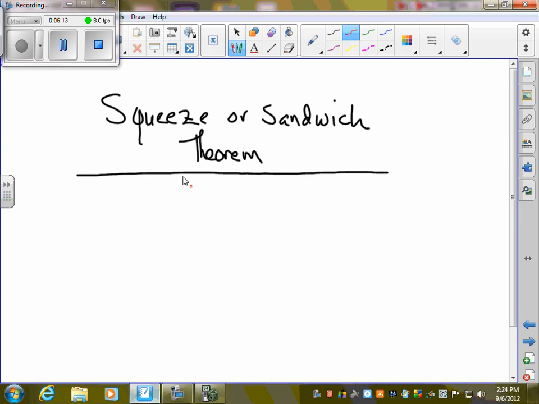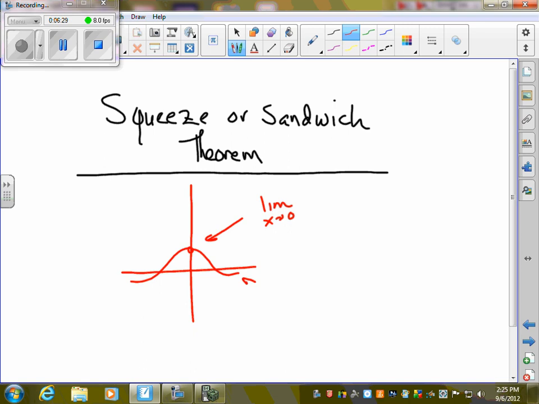Say that I have some function. Let me just go ahead and kind of sketch what we were working with. It's something that looked like this. We've got a hole. It's coming down here. And I'm trying to figure out what's the limit right here as x approaches 0. Well, let's call that function f of x.